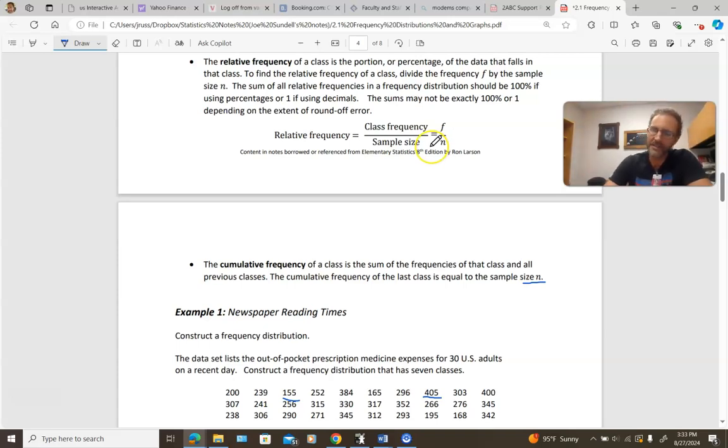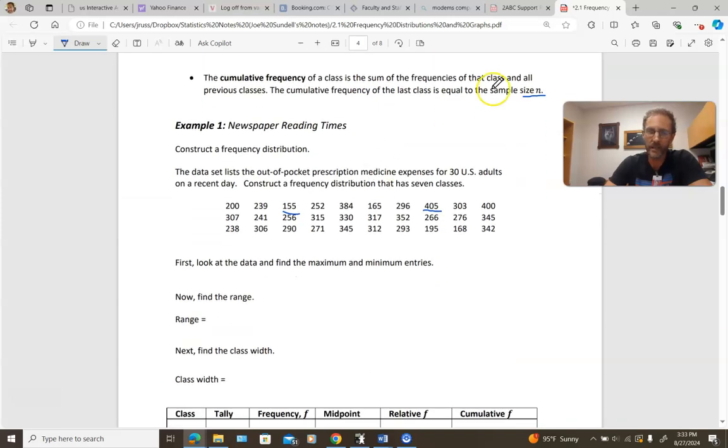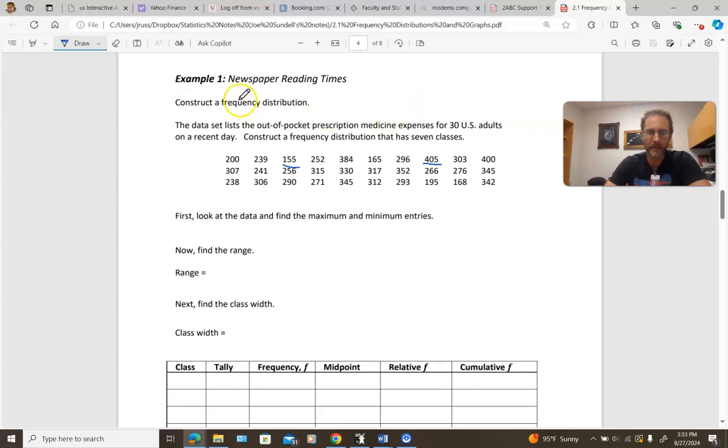All right, so let's actually try one, because I imagine that a lot of this stuff does not make sense until we actually apply it. Okay, so it says construct a frequency distribution. Well, we're going to do a lot more than that, because we're going to also find these add-ons. Okay, so we've got this list of out-of-pocket prescription medicine expenses for these 30 different U.S. adults. Okay, so we have 30 different monetary values right here. So this is our data.